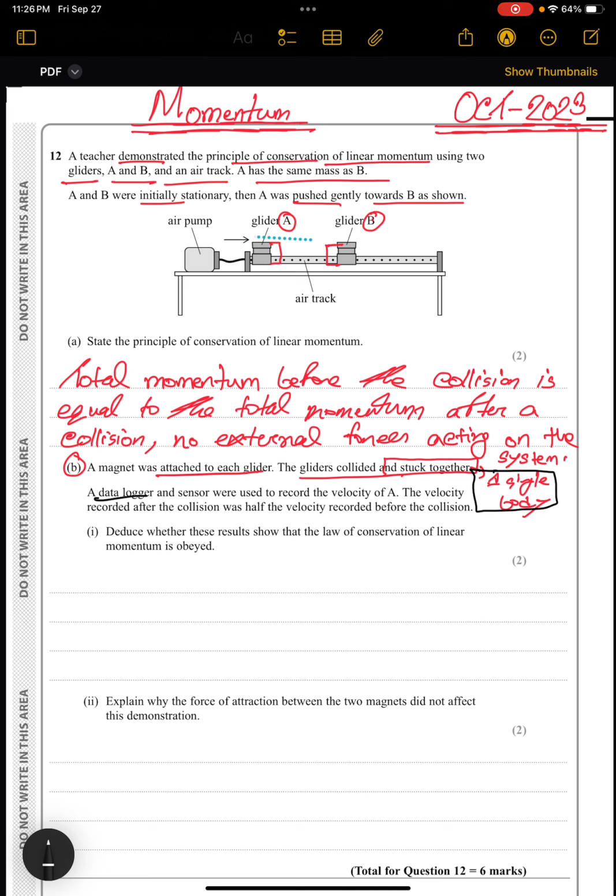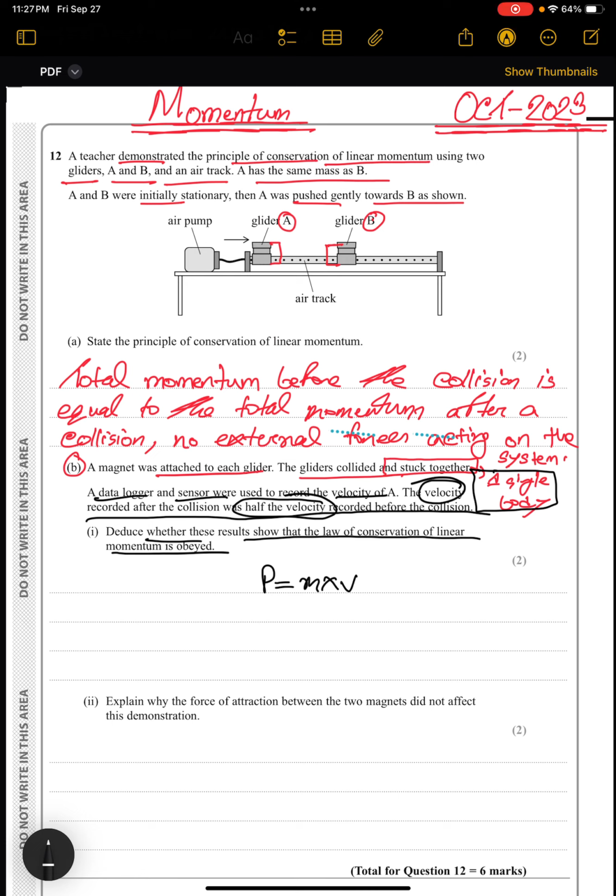A data logger and sensor were used to record the velocity of A. The velocity recorded after the collision was half the velocity recorded before the collision. Okay, the velocity was halved after the collision. Deduce whether these results show the law of conservation of linear momentum. Okay, so we all know momentum is equal to mass into velocity of both the gliders.